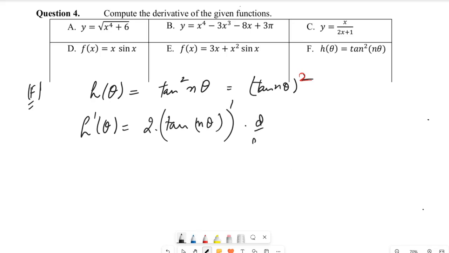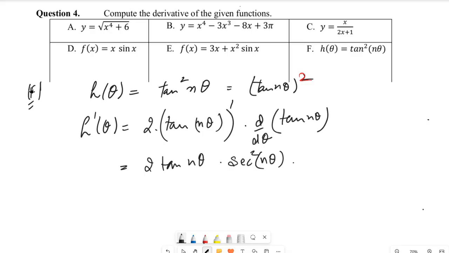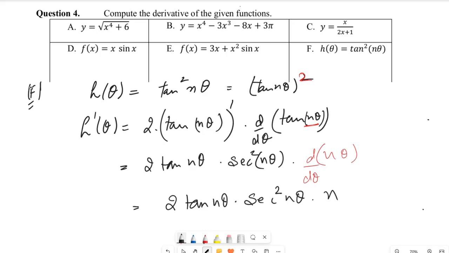Times, we need to differentiate the inside too, and we are differentiating with respect to the variable. So 2 tangent n theta is here. The derivative of tangent is secant squared of n theta, that is the outside function, times there is an inside function, you notice. So we need to differentiate that. 2 tangent n theta times secant squared n theta times the derivative of n theta with respect to theta, which would be just n. We are good with this answer, but you can write n in the front. That looks just nicer. This is your answer to the problem.